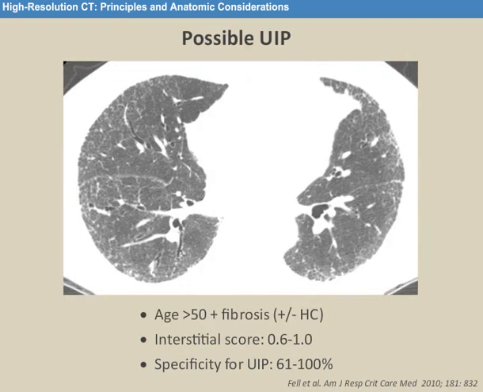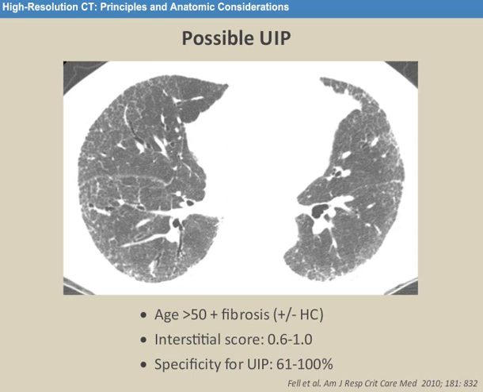What about possible UIP? This study from the University of Michigan suggests that if you take all patients over the age of 50 or 55, anyone who has significant fibrosis usually has UIP. In other words, you don't even have to look at the CT scan. This patient has reticulation without honeycombing. I don't care. This would be considered possible UIP, but if they're over the age of 50, they very likely have UIP anyway, so you probably don't even need a biopsy in that case.